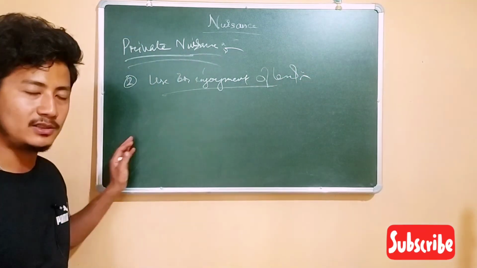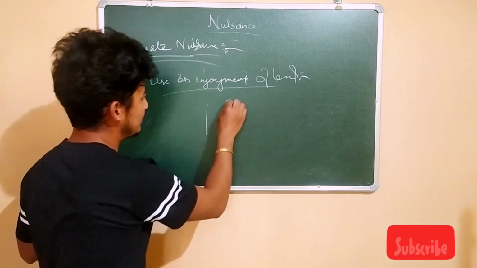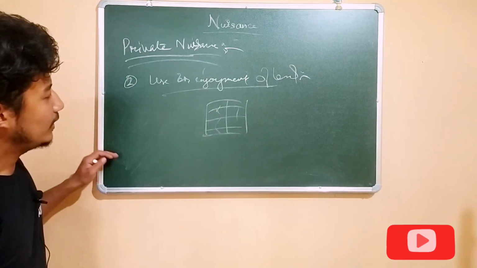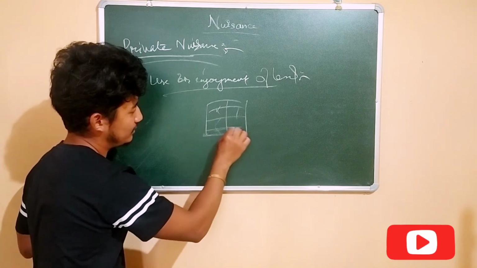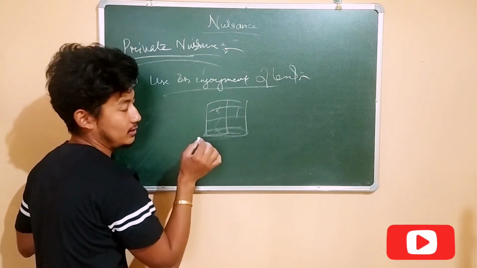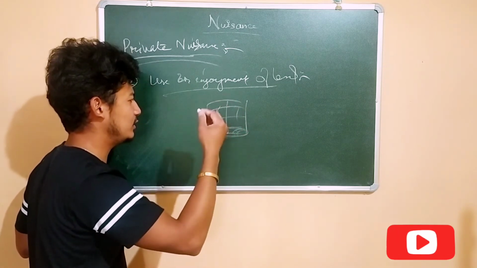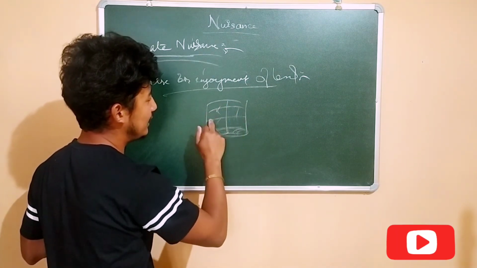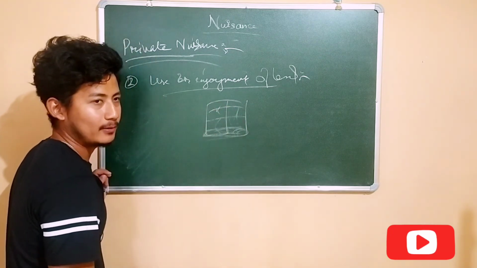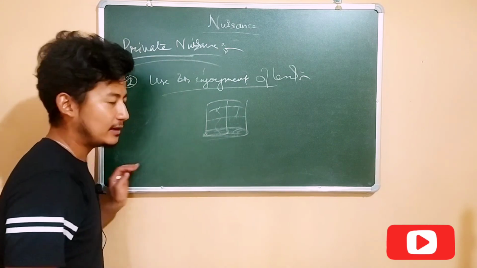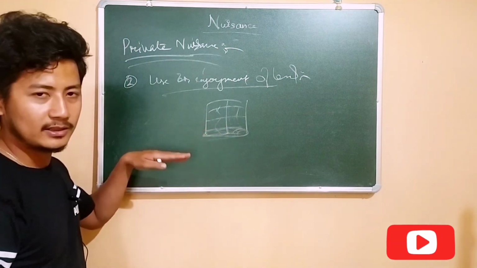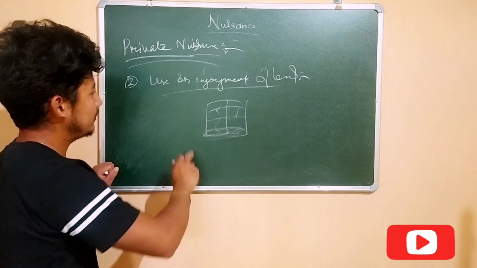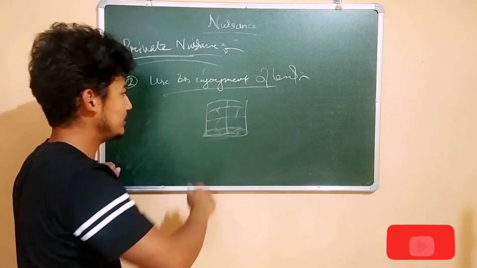Suppose this is a multi-story building, and many people are living here. If the person living on the ground floor plays music at a very high volume, that will definitely create a nuisance for the other people. They are restricted from living peacefully in their respective premises, and their comfort is interfered with due to the act of the person living on the ground floor. This is what we call interference with the use or enjoyment of the land.